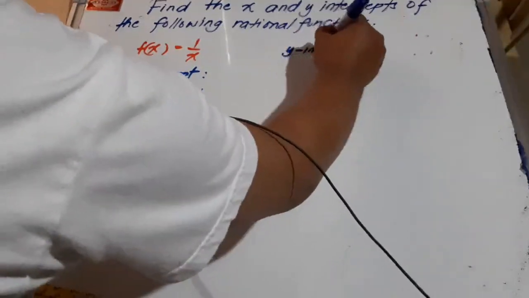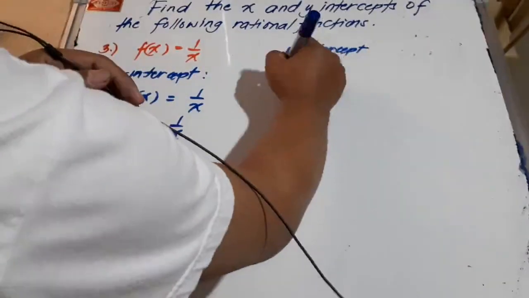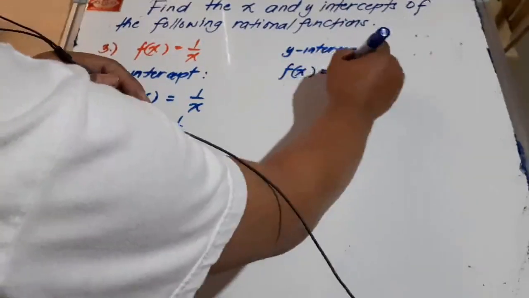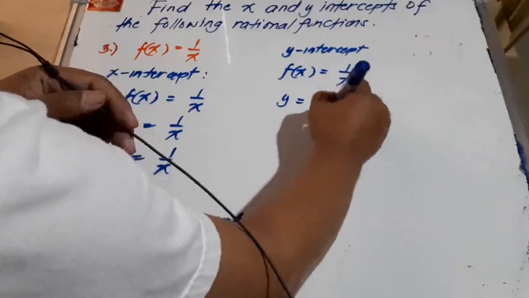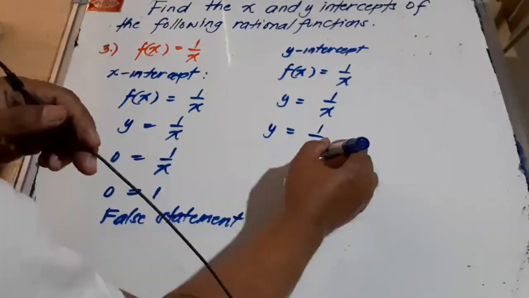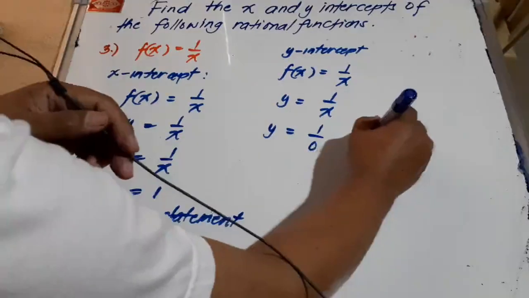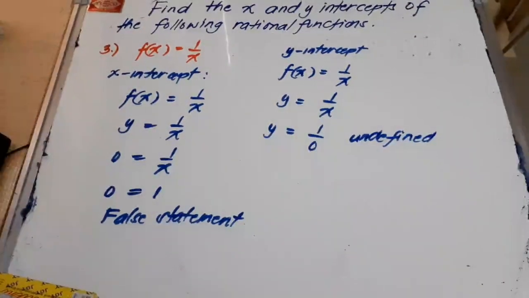Y-intercept. Okay, we have f of x equals 1 over x. Replace f of x by y. We have y equals 1 over x. And then let x equal 0. We have 1 over 0. This is undefined. So, ano ibig sabihin nito? Actually, wala tayong values na nakuha for the x and y intercept. It means that the function has no x and y intercepts.